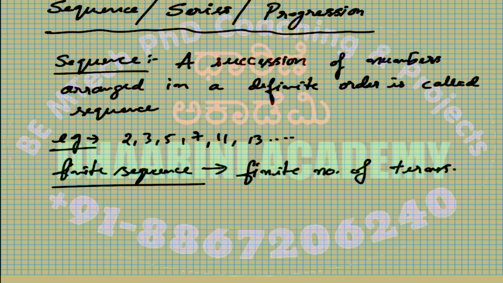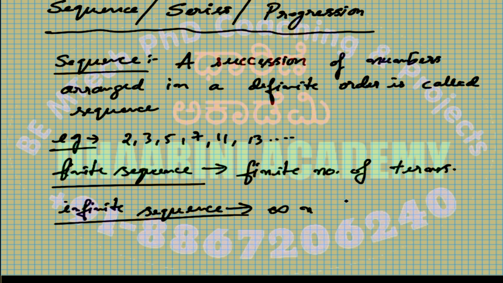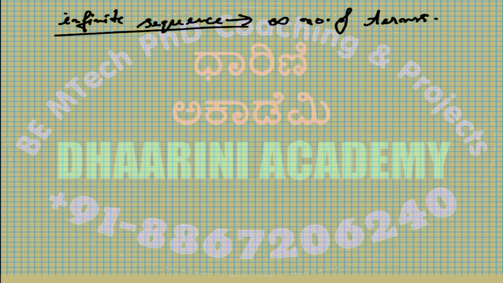Whereas if you write a sequence with an infinite number of terms, then that will be called an infinite sequence. You are going to have an infinite number of terms in it. Such a sequence will be considered an infinite sequence.